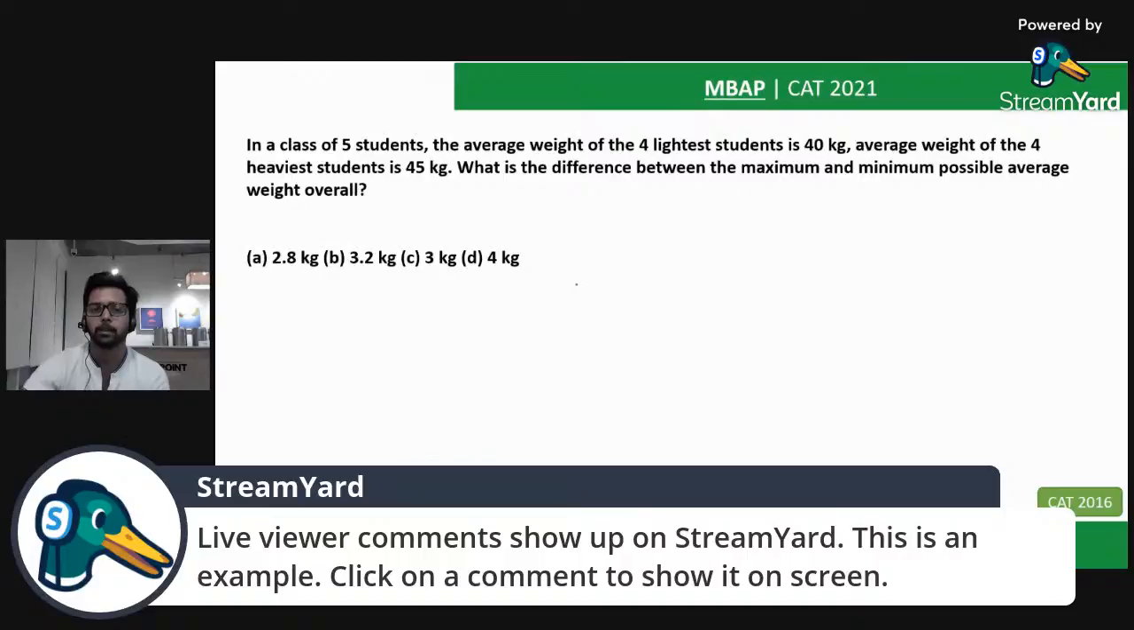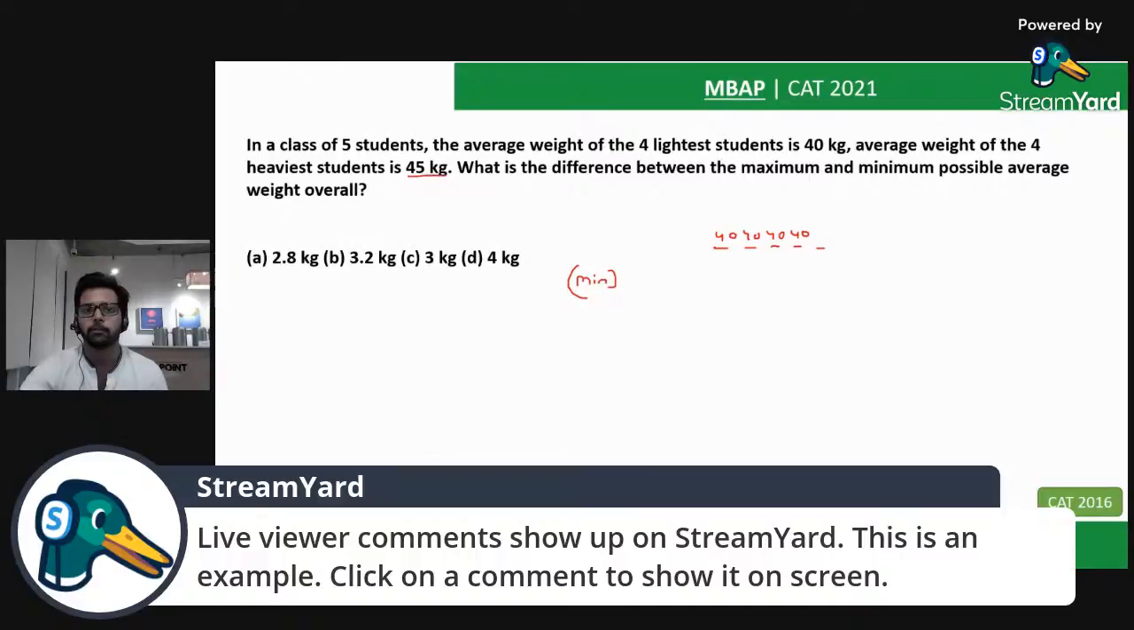Let's find the minimum possible weight. Okay. So what they are saying is, let's say there are 4 people whose average is 40. I'm considering all 4 of them to be on 40, 40, 40, and 40.